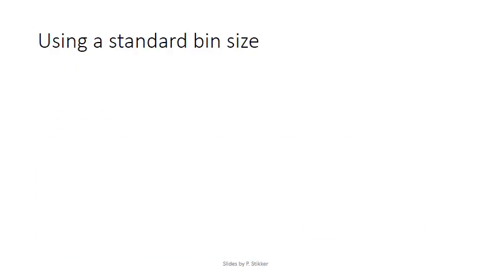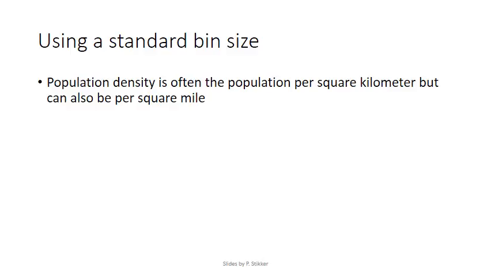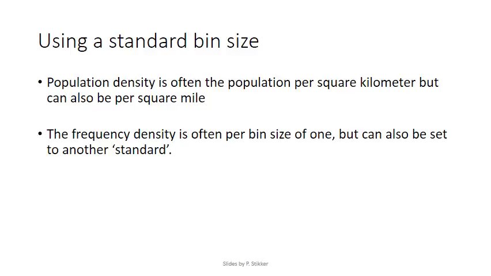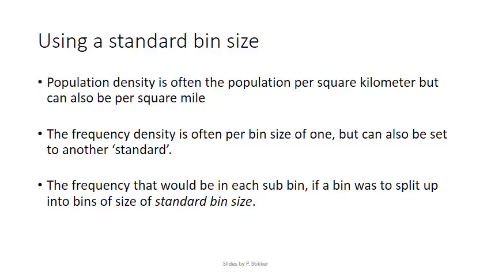To understand a little bit the concept of a standard bin size, I'll go back to the idea of population density, which was the population per square kilometer. However, you might imagine this can also be per square mile, per square meter, or any measurement you like. So the same we can apply to the frequency density, where instead of using a bin size of 1, we can actually use all kinds of different standards, if you will. So we can also say that it's the frequency that would be in each subbin if a bin was split up into bins of a standard bin size. How this can be achieved I will show you on the next slide.